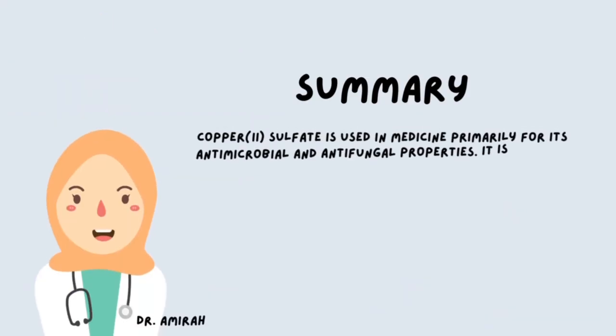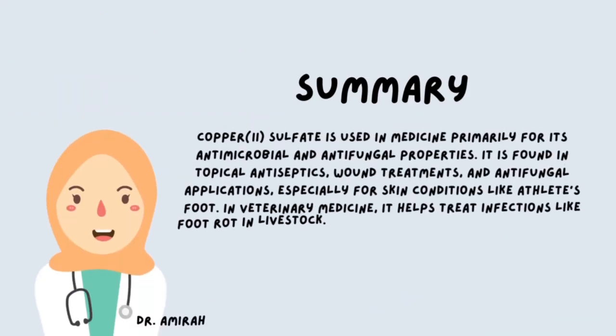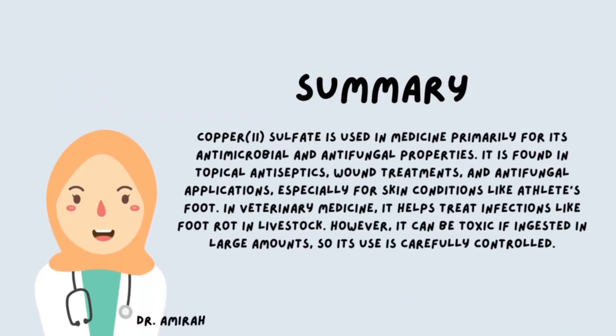Copper 2 sulfate is used in medicine primarily for its antimicrobial and antifungal properties. It is found in topical antiseptics, wound treatments, and antifungal applications, especially for skin conditions like athlete's foot. In veterinary medicine, it helps treat infections like foot rot in livestock. However, it can be toxic if ingested in large amounts, so its use is carefully controlled.